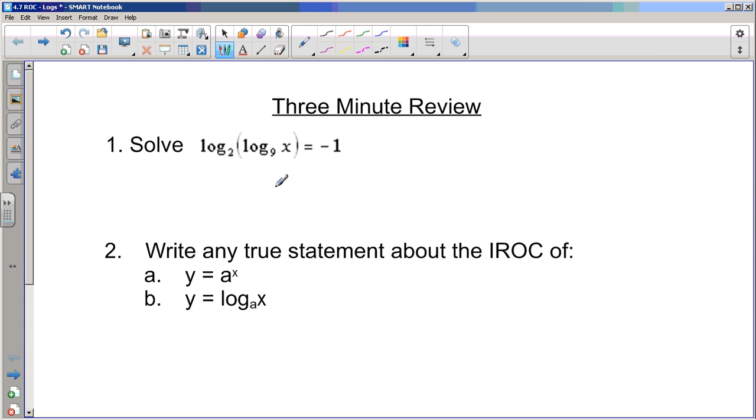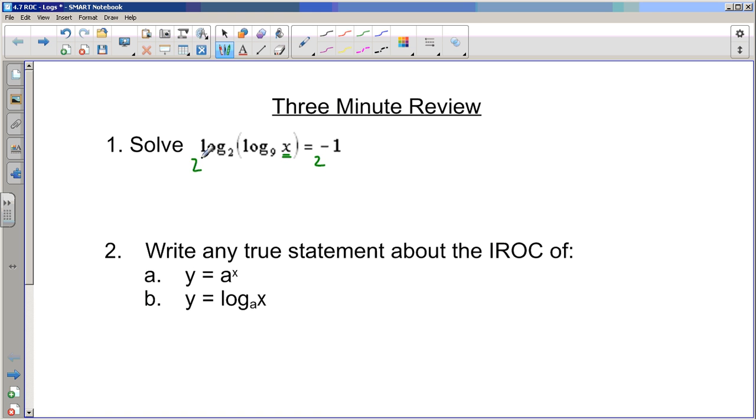A 3-minute review first. Kind of a funny looking equation here. There's like a double log going on, but how do we do this? Well, there's only one x there. We want to get to the x. How do we do that? Well, opposite operation, and I can't undo the log base 9 until I undo the log base 2, so that's the first step.